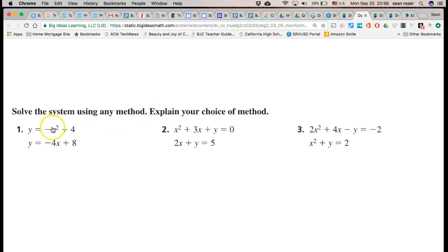Again, I want you to solve each of these, label them clearly, write down the solutions, and then tell me what method you chose and why you chose it. Again, just a sentence would be sufficient for each one. Go ahead and enter those now.